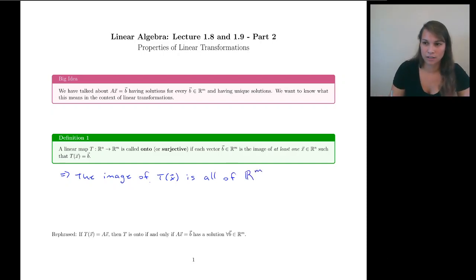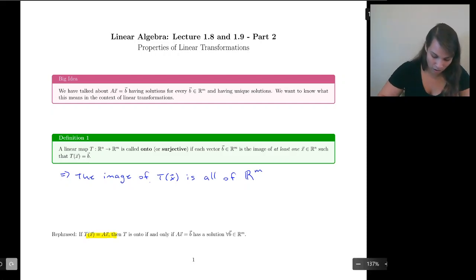That should sound kind of familiar. We talked about A of x equals b having solutions for every b in Rm. This is how we're going to rephrase it. We can say that if T of x is equal to A of x, then we say T is onto if and only if A of x equals b has a solution for all b in Rm.